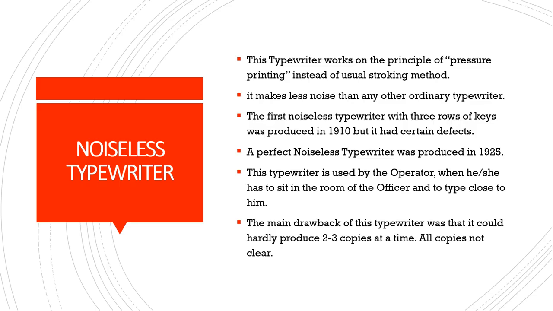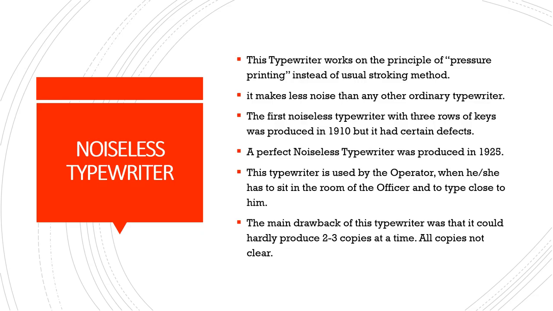It means 3 rows were there for alphabets. A numeric key was not there. A perfect noiseless typewriter was produced in 1925. It was the excellence typewriter for noiseless technology. And this typewriter is used by the operator when he or she has to sit in a room with an officer. Suppose a user wants to sit with a principal in a school, so he will try to reduce the noise for printing or typing. In that situation, we can use the noiseless typewriter.